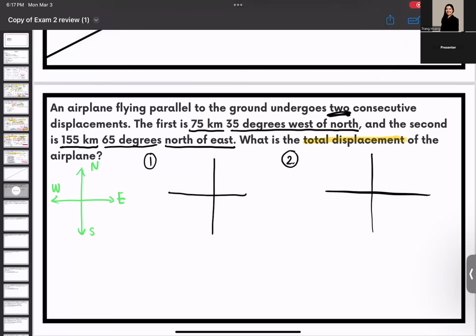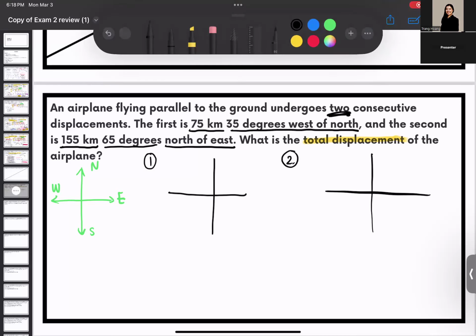But let's start with this, right? We talked about this before, 75 kilometers. What I want you to focus on is this 35 degrees west of north. Do you understand what it's saying when it says west of north? West of north means we start with north, and we go west, okay? Because we're going west of north. We're going northwest, basically. That's a great way to think of it. Think of it as northwest. But that's not always going to be the case.